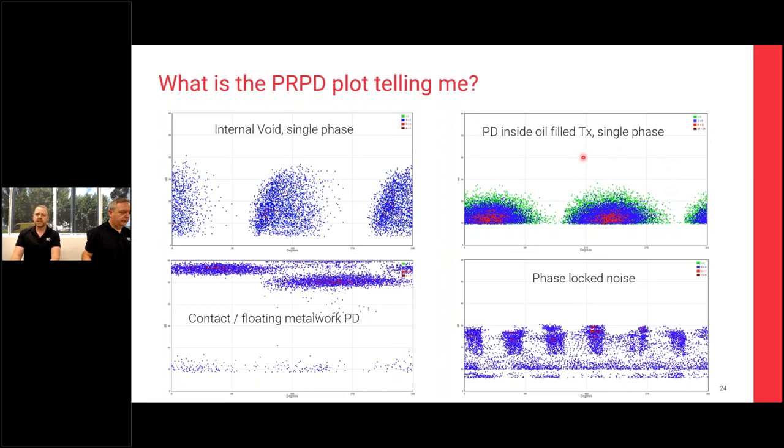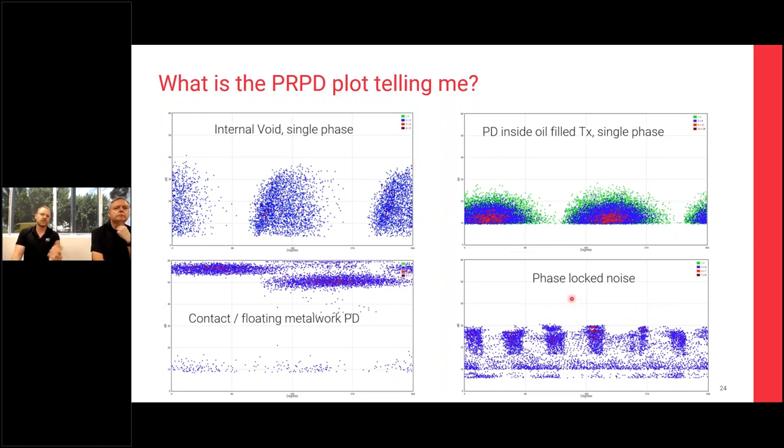Here is where we found PD inside the oil-filled chamber of a transformer. We did that by TEV testing the cable that goes into the transformer. So we're able to find a defect on the inside of the transformer by simply holding this on the cable on the outside of the transformer. When we have contact or floating metalwork type signals, we tend to see this pattern with big rectangular clouds, because they're always the same amplitude, always the same energy, and there are sparks jumping a set gap. So it gives you that type of pattern.